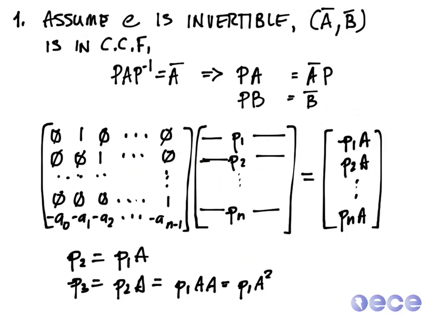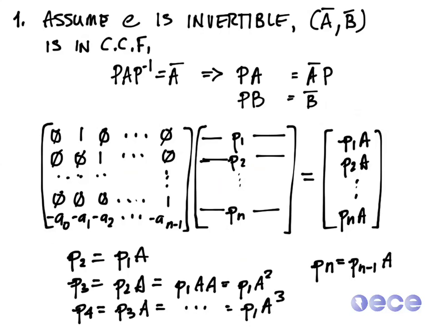And we can show now for any P4, this is equal to P3 times A, which is equal to P1 times A cubed, etc., until we get to Pn is equal to Pn minus 1 times A, which is equal to P1 times A to the n minus 1. Interesting. So now we have a way to describe each row of P, P1, P2, P3, as the product of P1 times a bunch of A's.